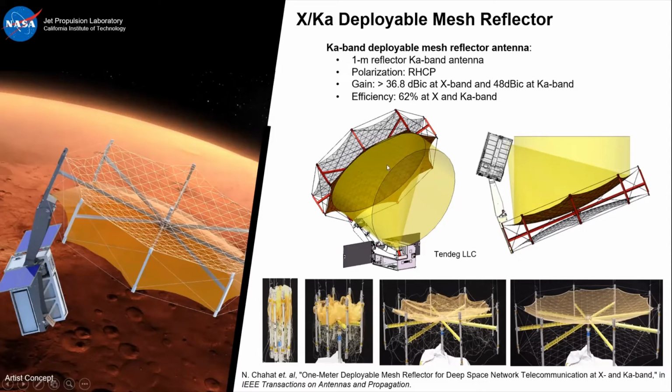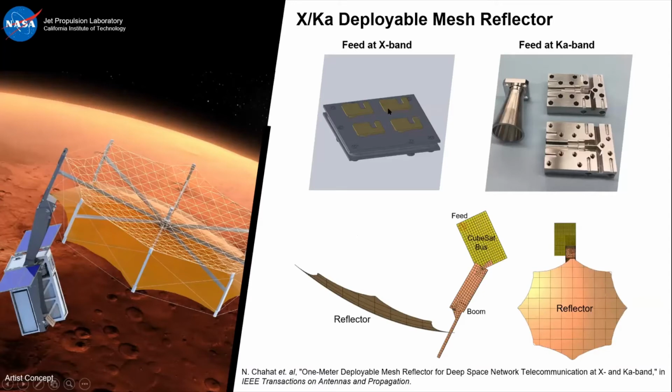So we actually used this reflector to achieve an X and Ka band antenna for telecommunication purpose. And we achieved more than 72% at X and Ka band, and I'll show you some of the results. Those are the feed at X band and K band. Below, you can actually see the model in TICRA GRASP, where you can see the CubeSat bus, the boom, and the reflector.